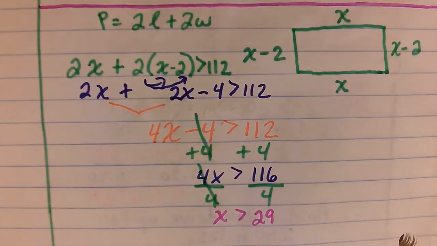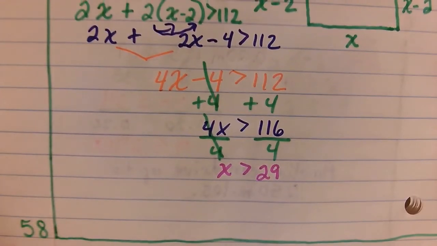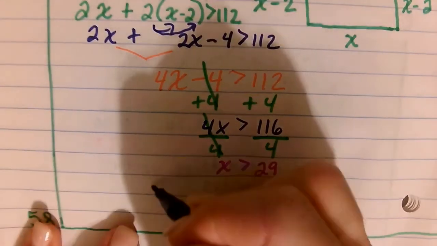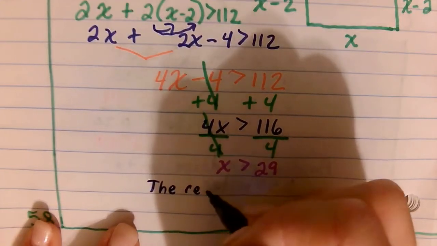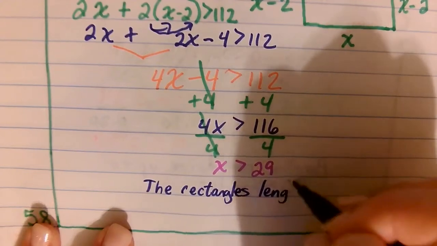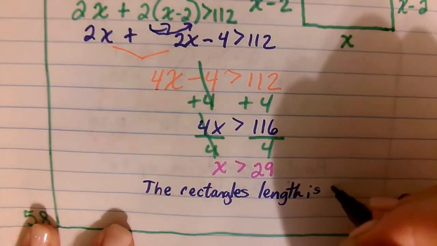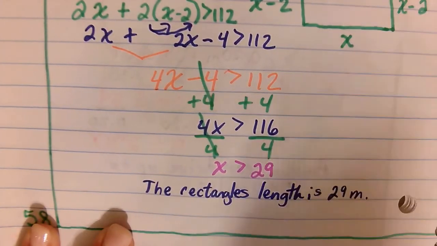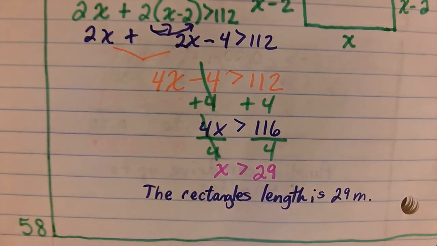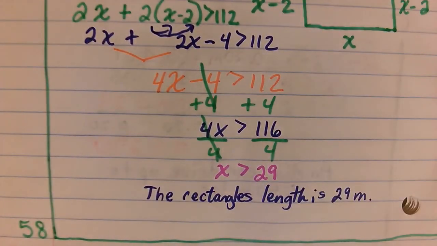So now we can go back and give a real world statement, because this was a real world problem. And we could say the rectangle's length is greater than 29 meters. Okay? Now, just for quick thoughts, what if I want to know the width? Well, then I'll do 29 minus 2. And the width would have been greater than 27 meters.